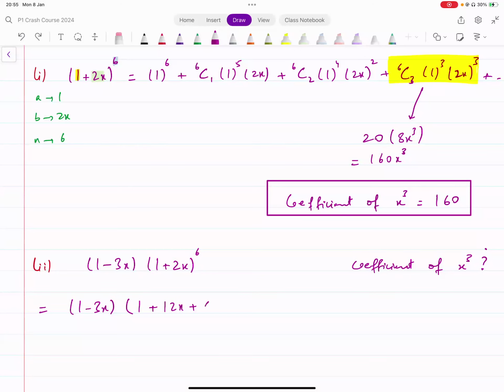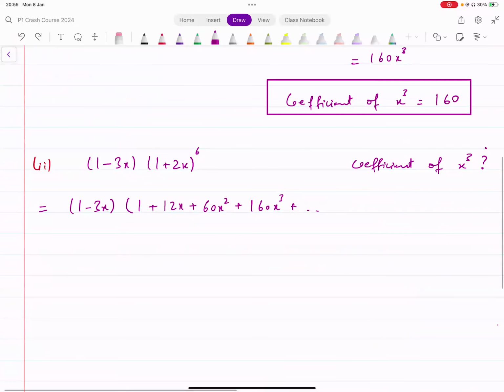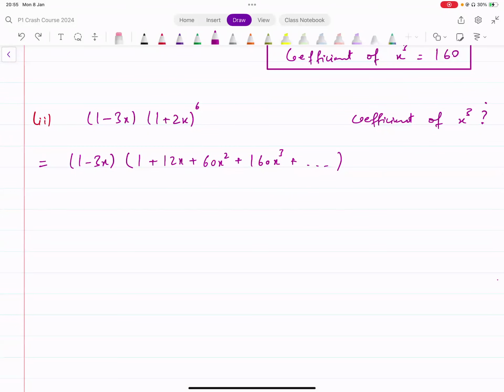We have 60x squared, and then we have 160x cubed from this. And then we could expand more, but since we are just looking for the coefficient of x cubed, we don't need to go any further than this. Okay, this is one possibility. You just write down the whole expansion that you did in the first part in place of (1 + 2x) raised to power 6, and then multiply everything.